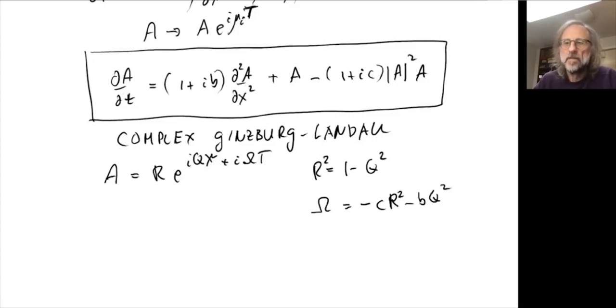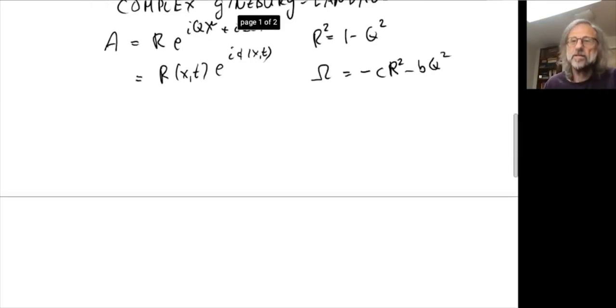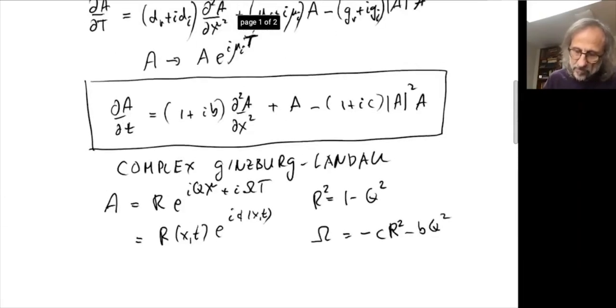And as before, we rewrite this first in magnitude and phase, real and imaginary part, right? So if I write A as r of x and t times e to the i phi of x and t, then I get equations for the magnitude and the phase. Let me just write them down. They're very similar to before. They have additional terms due to the fact that we have now the B and the C term, which have a big impact on the outcome.